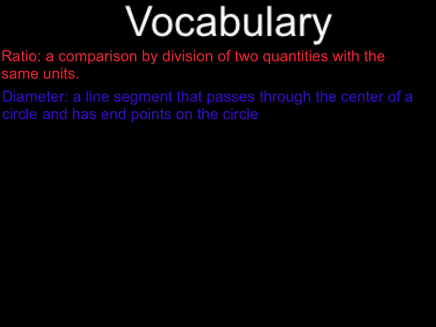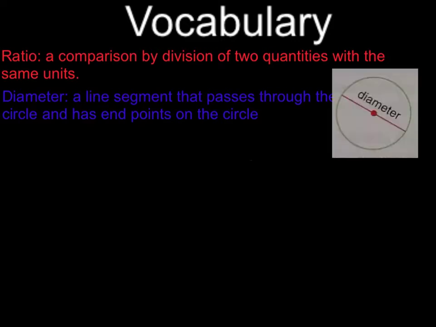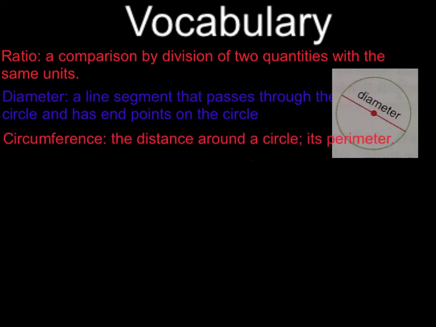Diameter. A line segment that passes through the center of a circle and has endpoints on the circle. The diameter of a circle is twice the length of the radius. This is a picture of a circle that shows the diameter. You can see the line segment that goes through the middle and passes through the center point. You notice that it begins and ends on the edges of the circle.